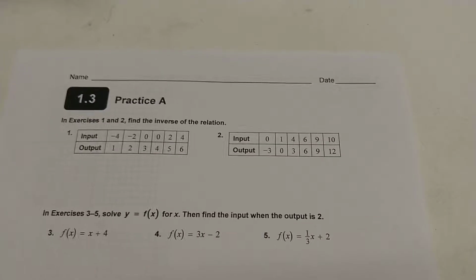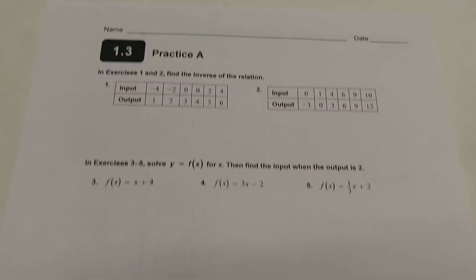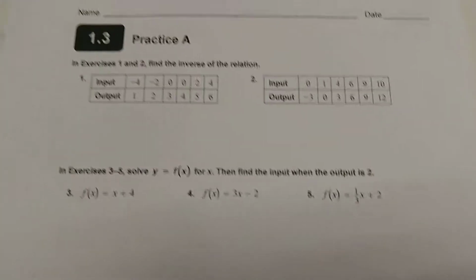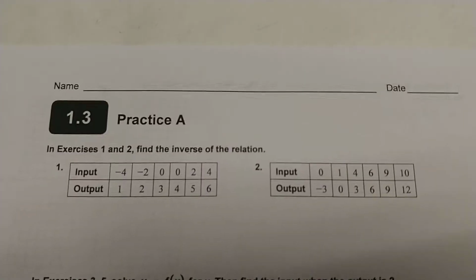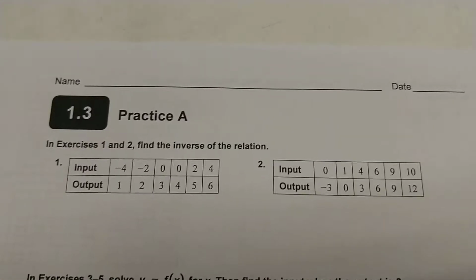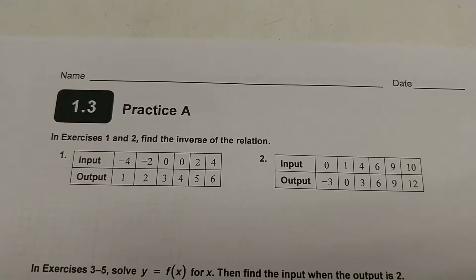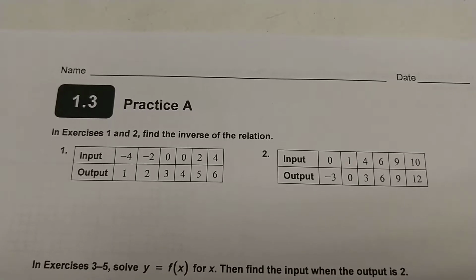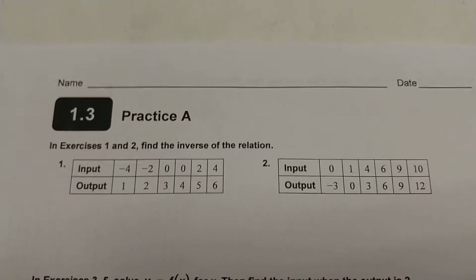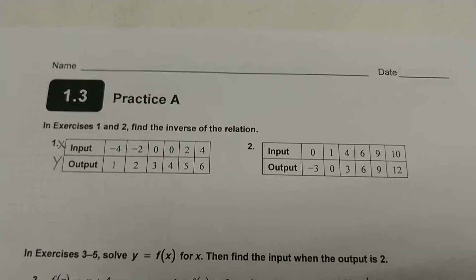Okay, so we're going to be going over the practice A side of your worksheet from Wednesday. This worksheet was all about finding the inverse of a relation. Basically, all the inverse is, is flipping your x and your y. So number 1 and number 2 are fairly straightforward. Our x is always our input, our y is our output.